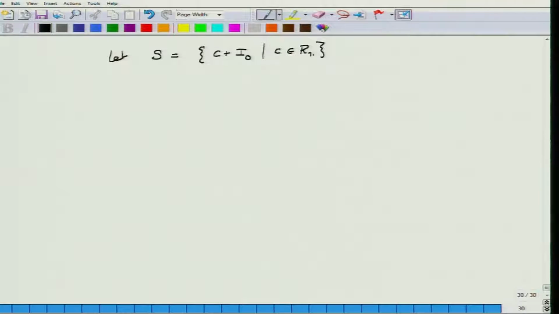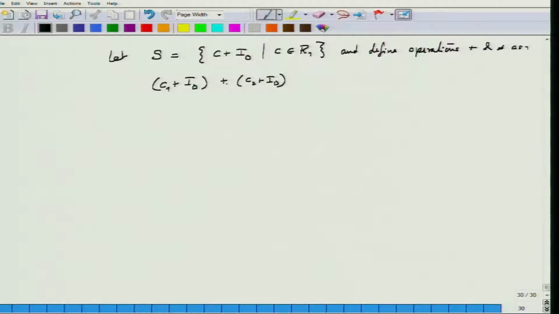this collection of equivalence classes, and define operations, addition and multiplication, as: so this is one equivalence class, this is another equivalence class, and I am defining their sum.